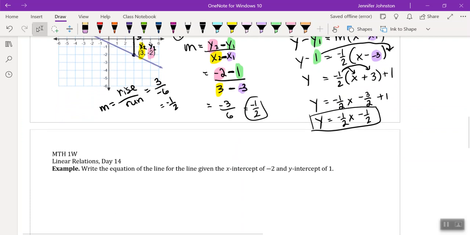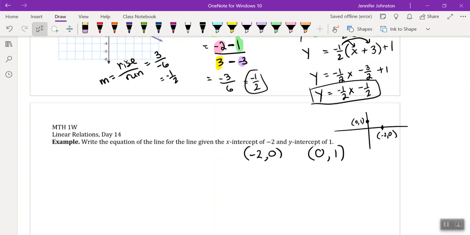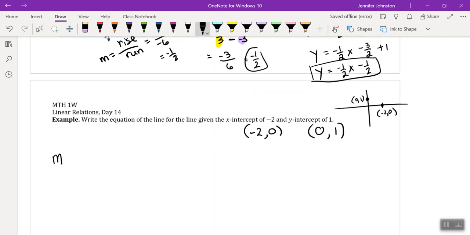Awesome. Then we have one last question here. We're going to write the equation of the line given the x-intercept. So if the x-intercept is -2, then this looks like -2, 0. And the y-intercept of 1 looks like 0, 1. How? Because the x-intercept is right here on the x, so there's no y's. And 1 is right here, there's no x's. Right, let's go ahead and solve.